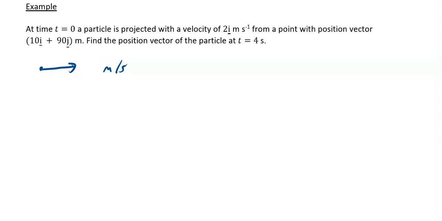So I get rid of that, that's a bit of a mess. So completely horizontally. From a point with position vector 10i plus 90j meters, find the position vector of the particle at t is equal to 4. So we'll not worry about this bit to start with. This will come into play at the very end. We're just going to see what happens as this thing moves.